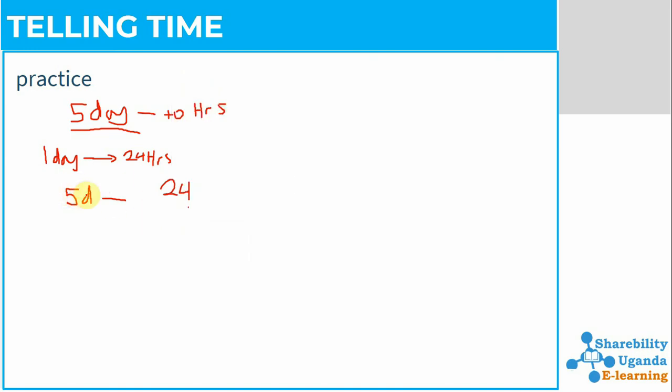We are saying for us to get the hours that are in 5 days, we shall be able to say 1 day is equal to 24 hours, and we shall multiply it by our 5 days. We multiply this by 5. The product that we shall get here shall be our hours.